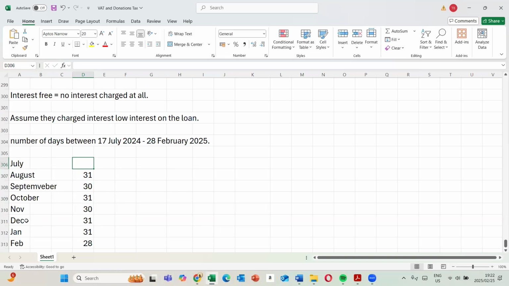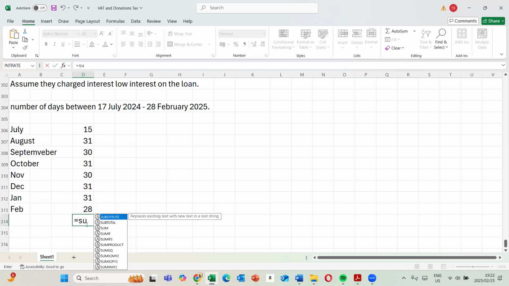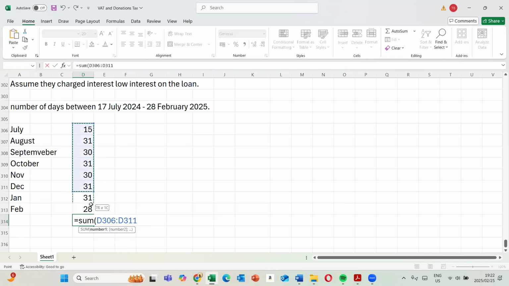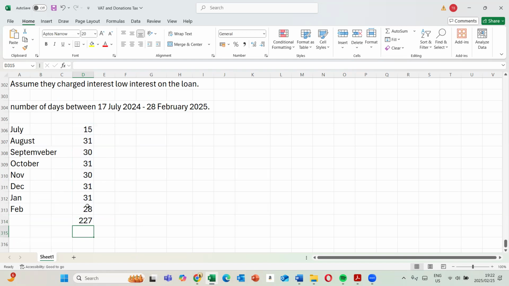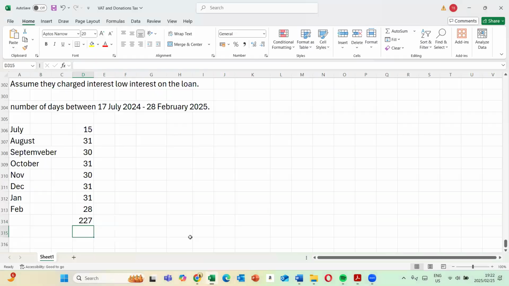Then here, let's count. How many days are there? 17 July. So 17, 18, 19, 20, 21, 22, 23, 24, 25, 26, 27, 28, 29, 30, 31. How many days are you getting there? I'm getting roughly 15. You guys, how many are you getting? Let's see. 227. So they got 227. So that's correct.